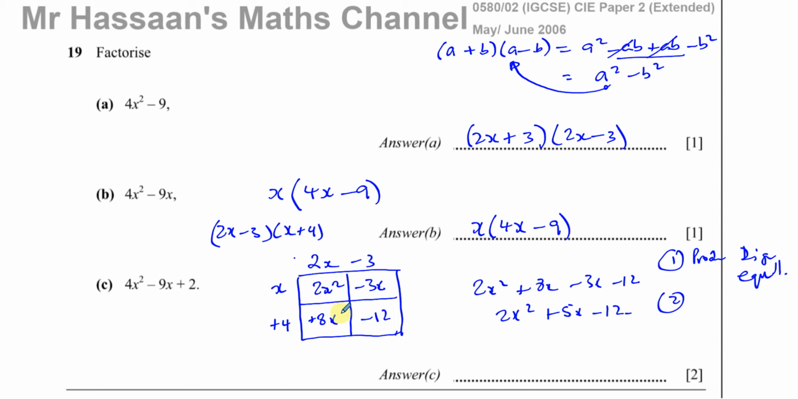The second thing we notice is that these two terms here, this 8x and minus 3x, add up to give you the middle term that you get in your expansion. So the second diagonal, made up of the x terms, the sum is the middle term, the x term of the expansion. That's the other thing we notice.